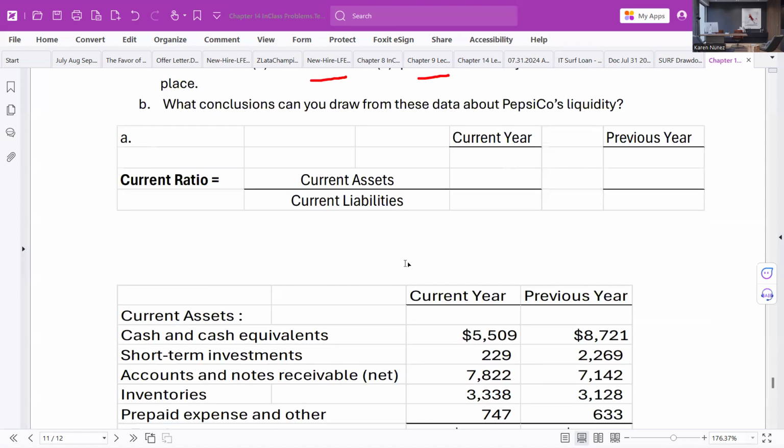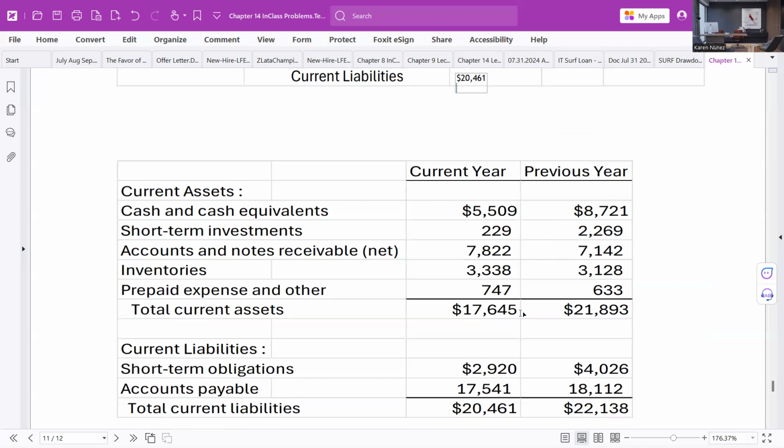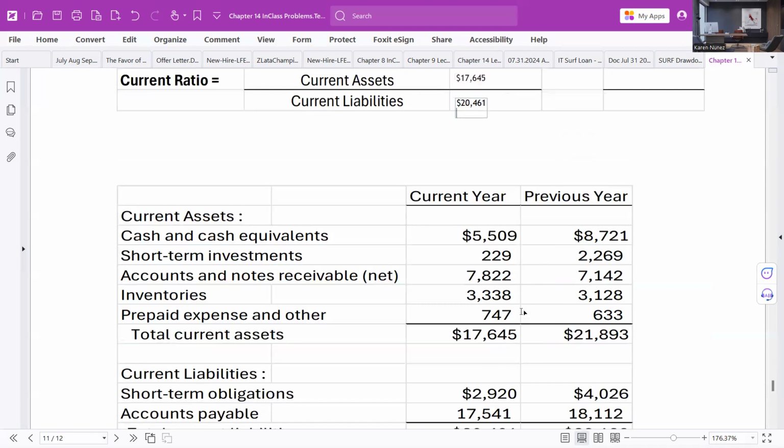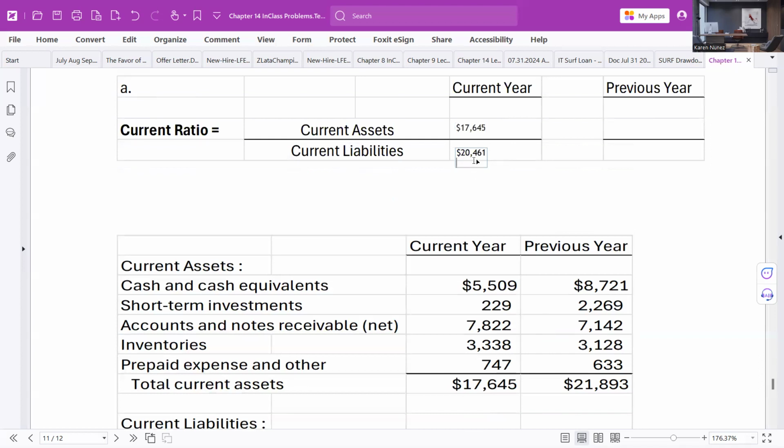So when we put all those together in this calculation, we can measure that current ratio, at least in the current year. So in the current year, current assets are 17,645, and those current liabilities are, in this case, the 2461. So this number, 17,645, and the liabilities of 2461. That's how we measure the current ratio. And what that is actually is 0.9.